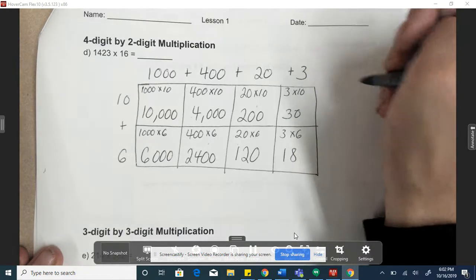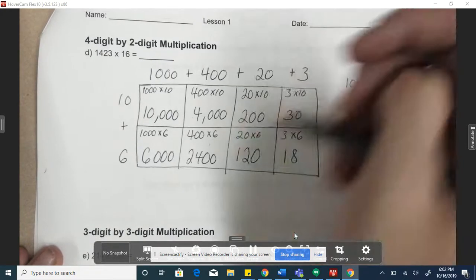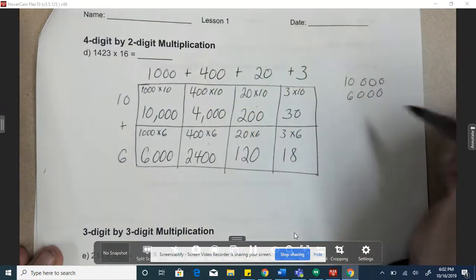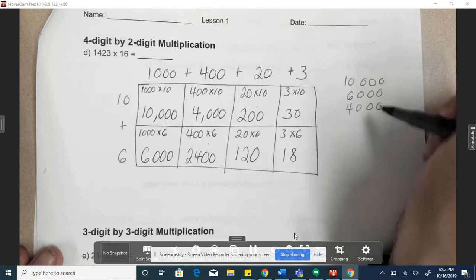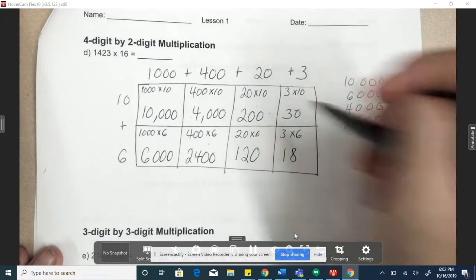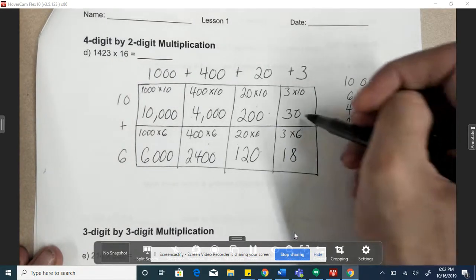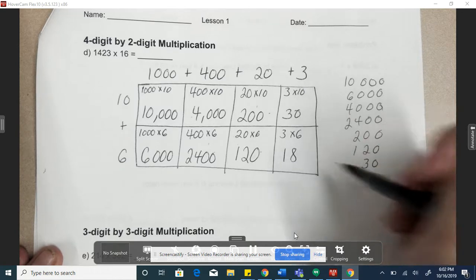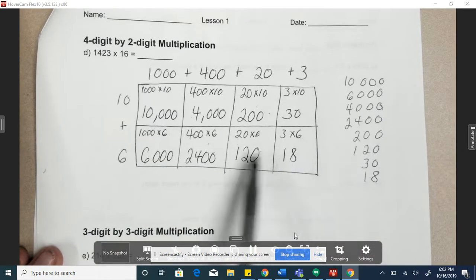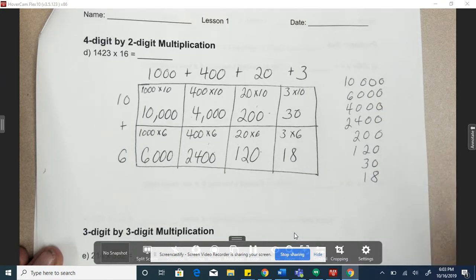10,000 plus 6,000 plus 4,000 plus 2,400 plus 200 plus 120 plus 30 plus 18. Let me count, make sure I have 8 numbers because I have 8 squares. 1, 2, 3, 4, 5, 6, 7, 8. Awesome. I have all my numbers written.